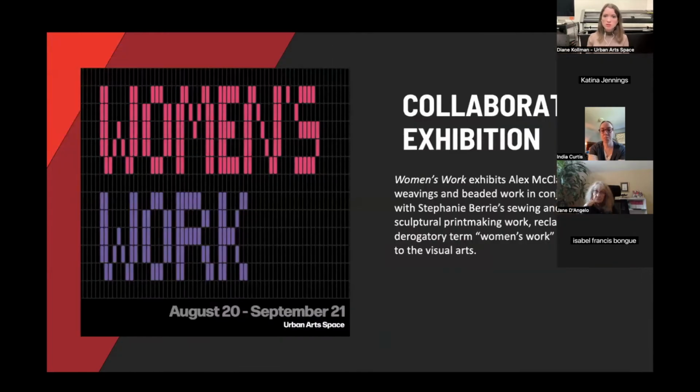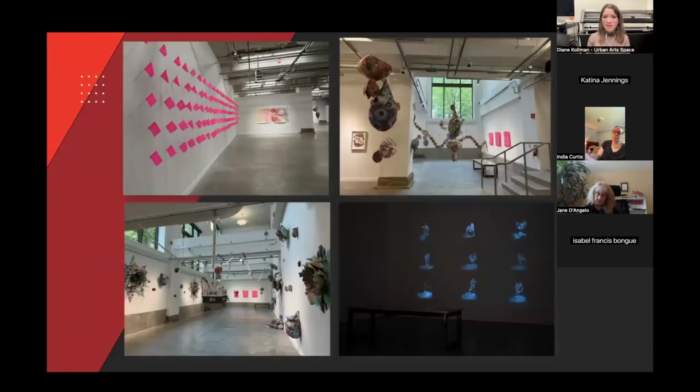Another type is a collaborative exhibition, where you have two artists, and instead of their work being separate in the space, it's all intermingled and in conversation with each other directly. This is another one from recently, from August. It had Alex McClay and Stephanie Barry, and it was printmaking, sculptures, and weavings. It was challenging the typical conceptions of women's work in terms of craft. They were in the lower gallery space.